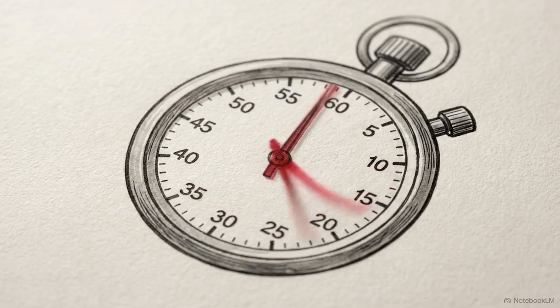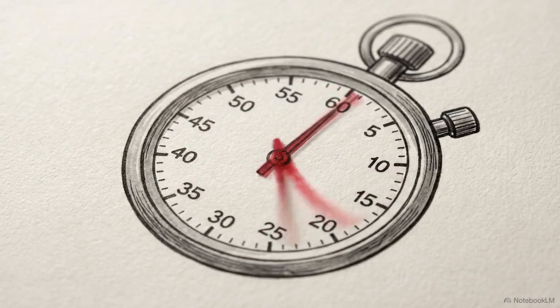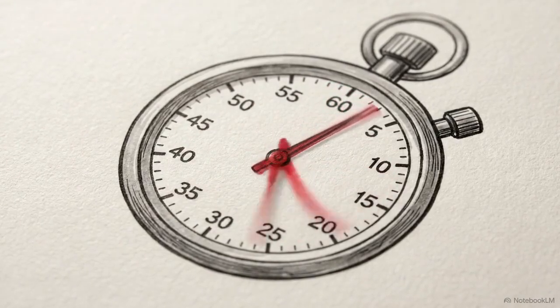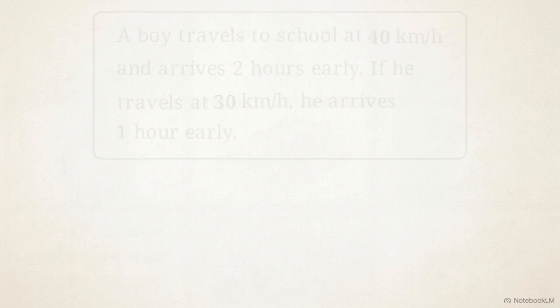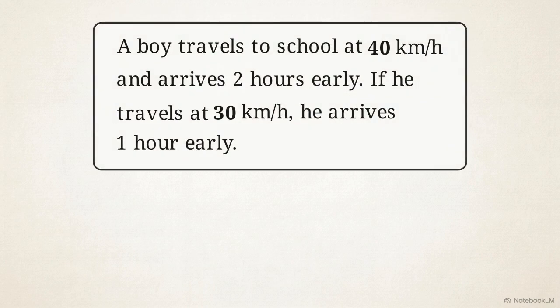In competitive exams, you are fighting the clock as much as the test itself. Saving 90 seconds on a single question provides the time necessary to successfully complete the rest of the section. Here is the problem text again. We pull the two speeds from the prompt. We have 40 kilometers per hour and 30 kilometers per hour.